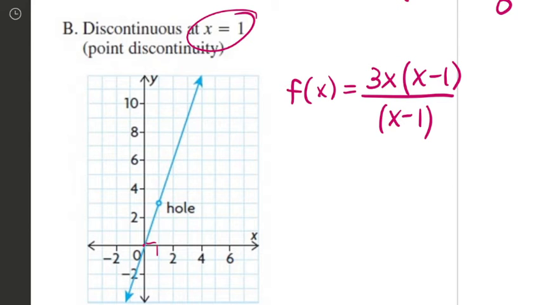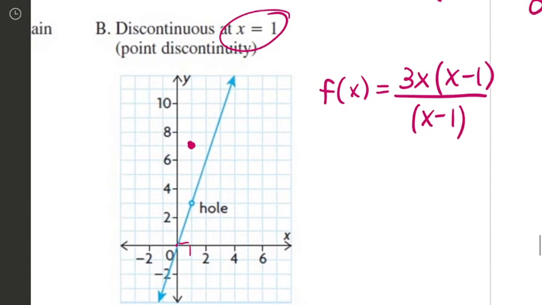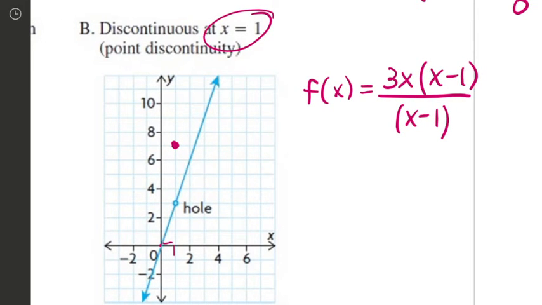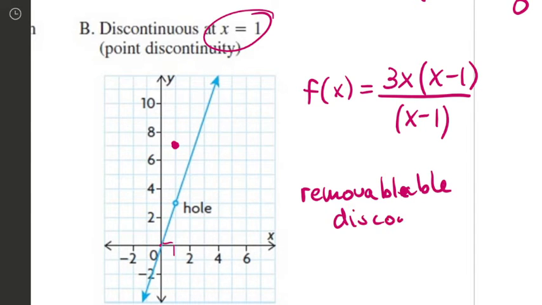Sometimes the point will be defined elsewhere, where you might have a removable discontinuity. That point could be defined somewhere else. So you could have the hole, but the function could still be defined somewhere else along there as well. You might hear the word removable discontinuity, which means the point is still defined, but somewhere else in the graph.